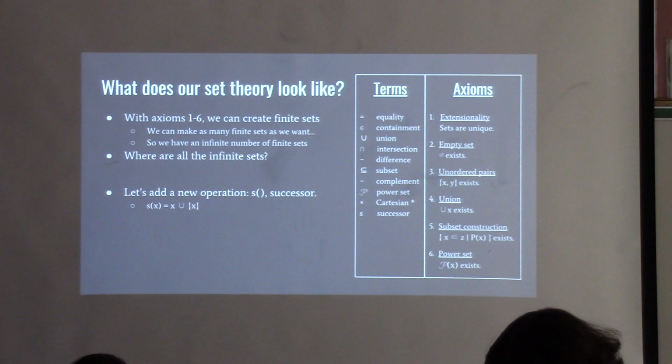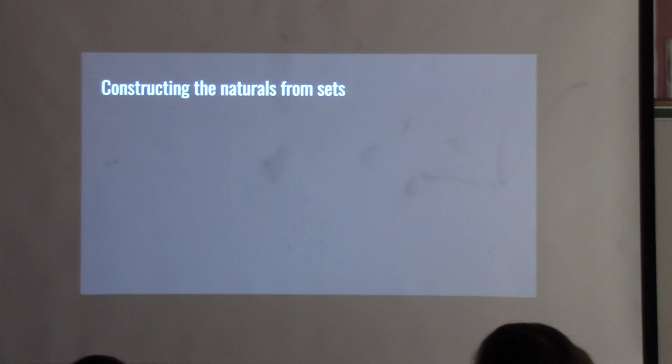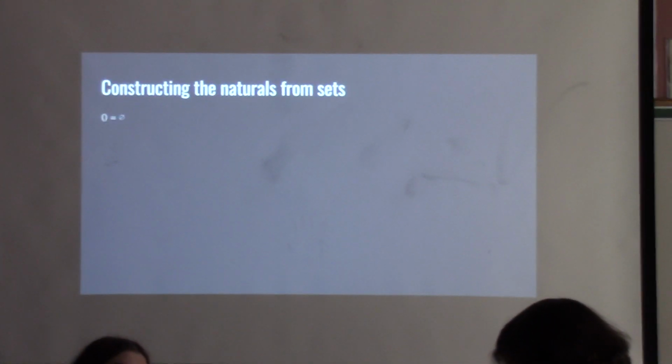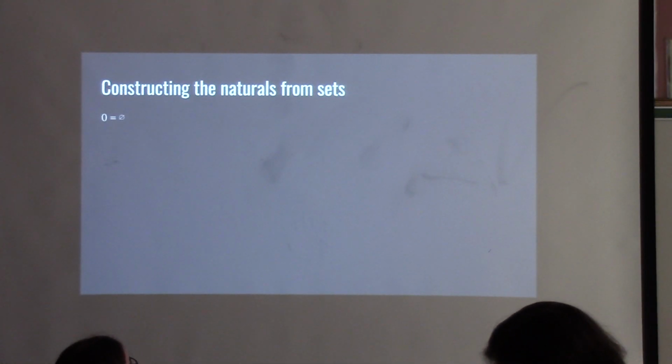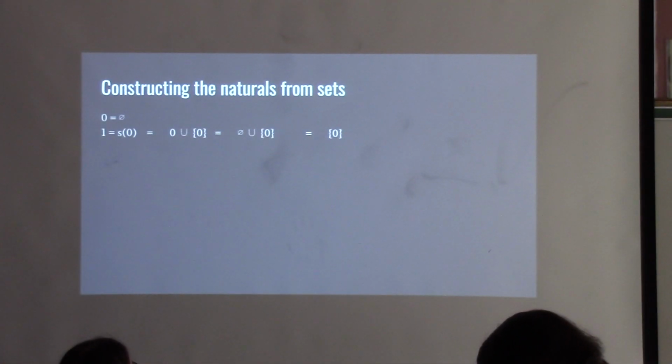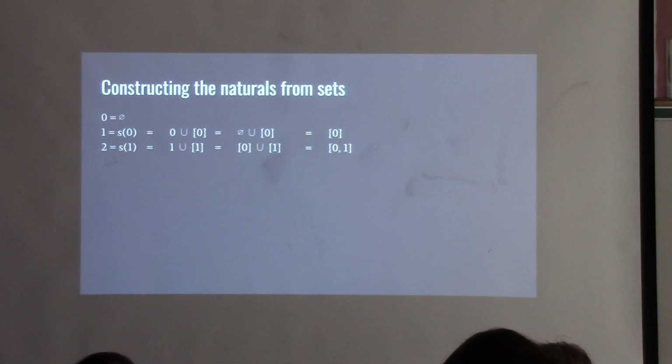So let's define a new operation, the successor operation. The successor of a number x is just x union {x}. And now we can see how we can construct the naturals/ordinals using the axioms of set theory we've seen so far. 0 is just the empty set. 1 is just the successor of 0, which is 0 union the set containing 0, which is the empty set union the set containing 0, so it's just the set containing 0.